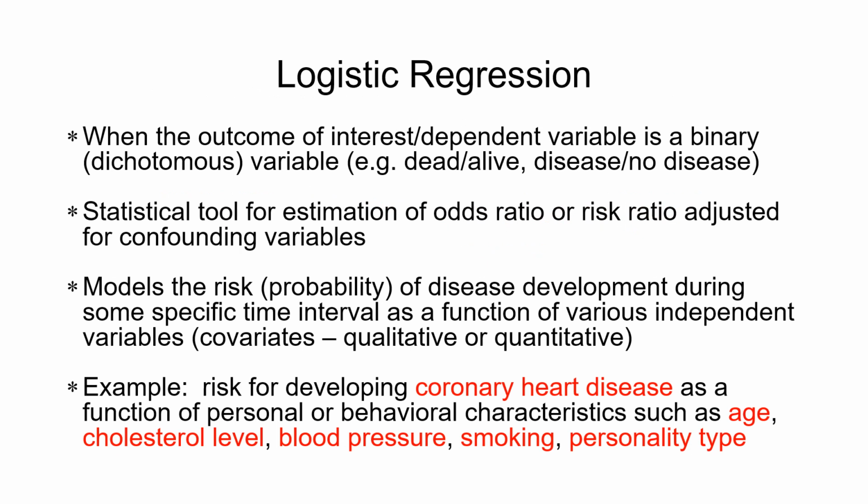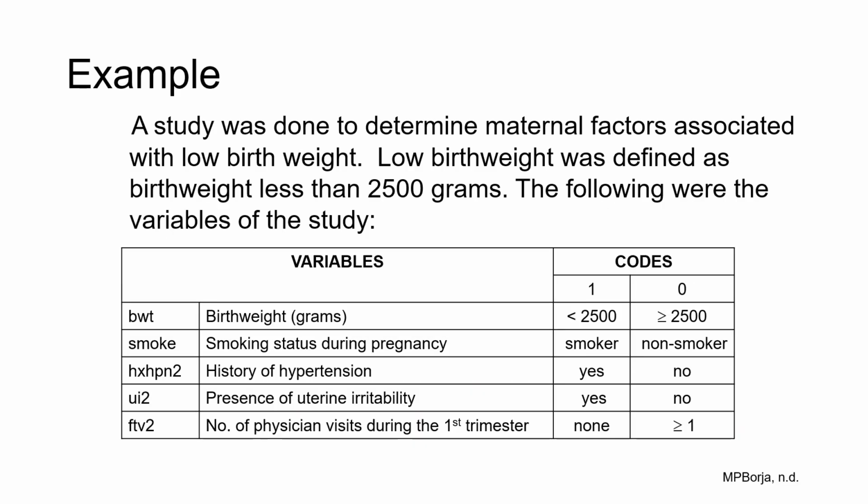Logistic regression estimates the risk or probability of disease or outcome as a function of several exposure or independent variables. The independent variables can be qualitative, such as personality type or smoking status, or quantitative, such as cholesterol level, age, and blood pressure. In this example, birth weight is the binary outcome variable dichotomized as low birth weight and normal birth weight, and the following maternal factors, smoking status, history of hypertension, uterine irritability, and number of first trimester physician visits were considered.